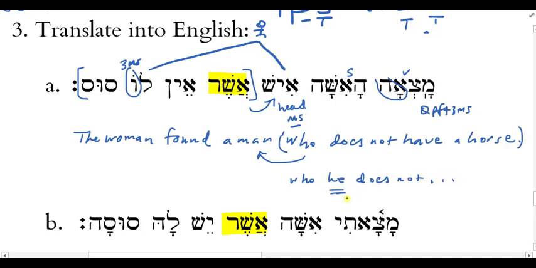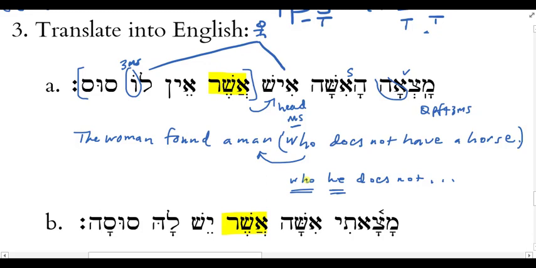Okay? There's an overt resumptive pronoun. In English, our relative pronouns function as subjects and objects. But in Hebrew, the "asher" actually doesn't function as a subject or an object. The resumptive pronoun does. Okay? Sometimes the resumptive pronoun's missing. So what I said in the lesson, and I really want to stress it now, is "asher" is not a relative pronoun in Hebrew. In Greek, it is.